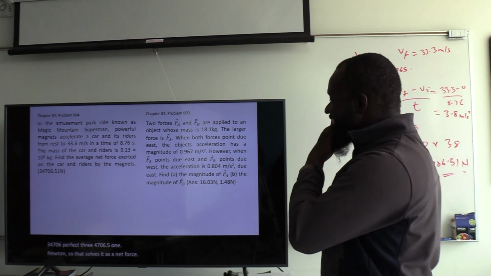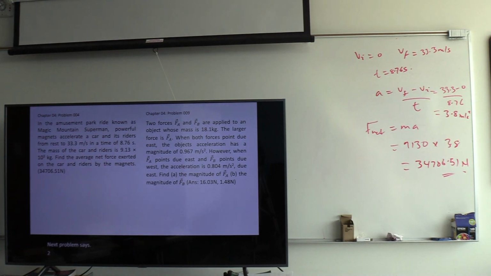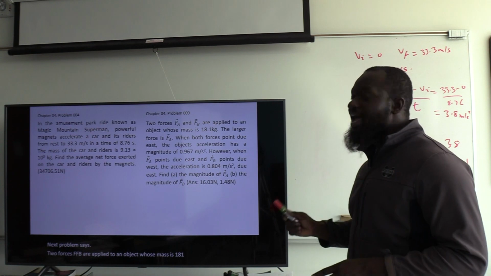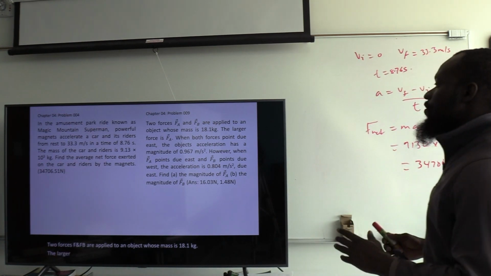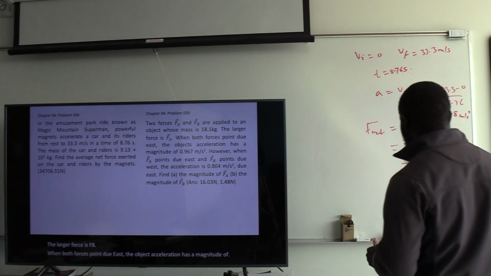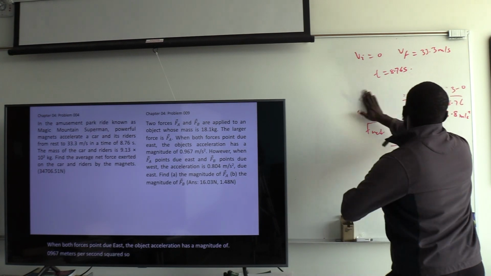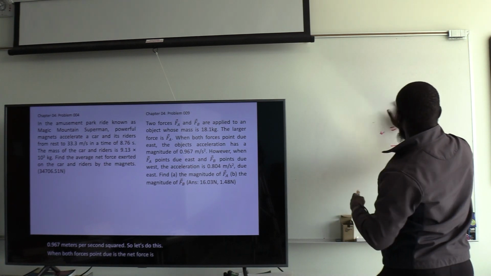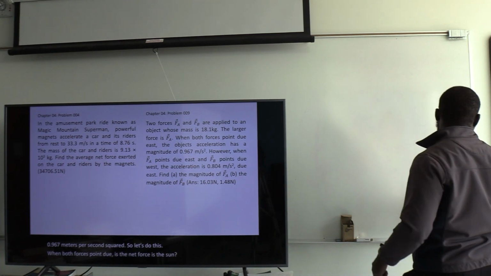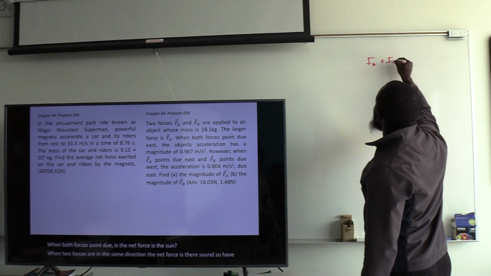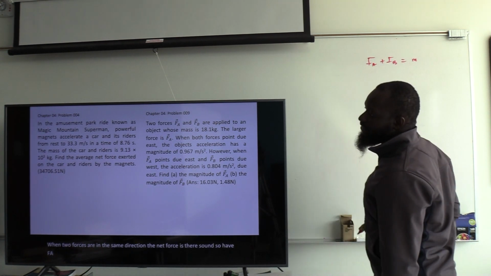Next problem says, two forces Fa and Fb are applied to an object whose mass is 18.1 kilograms. The larger force is Fa. When both forces point due east, the object's acceleration has a magnitude of 0.967 meters per second squared. So when both forces point due east, the net force is the sum. When two forces are in the same direction, the net force is their sum. So I have Fa plus Fb equals mass times acceleration.